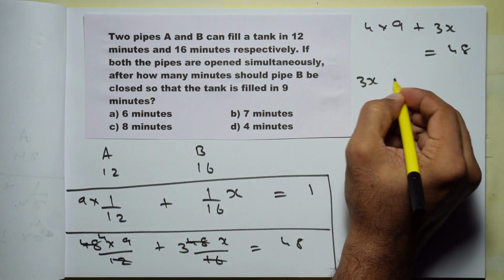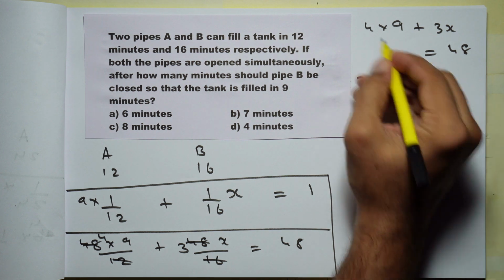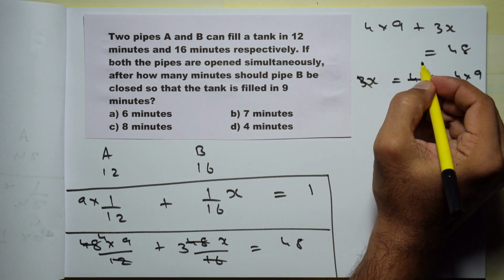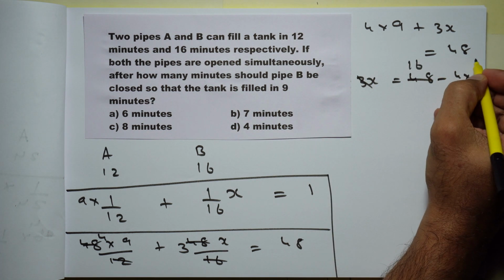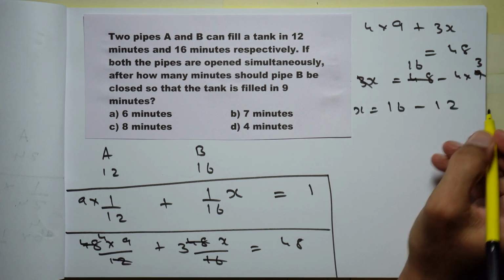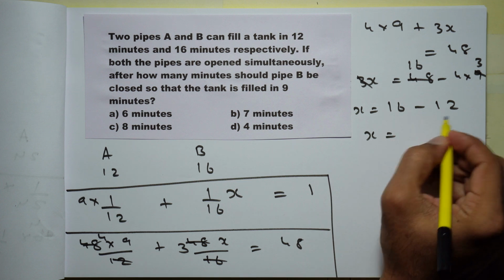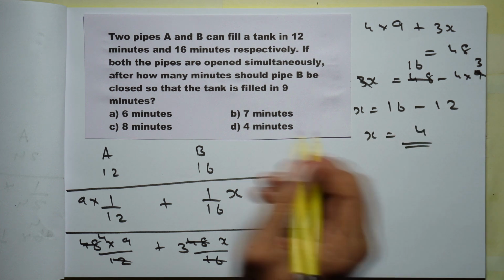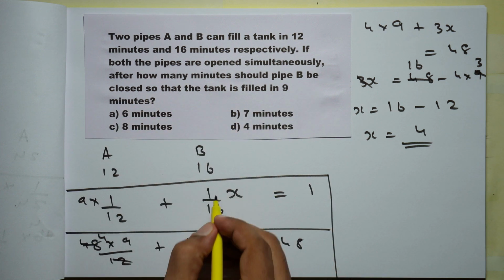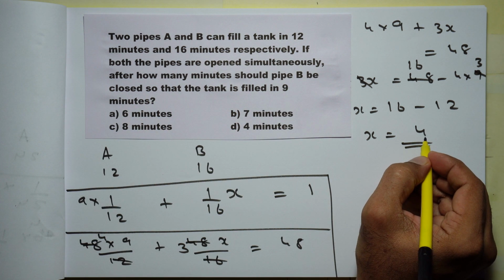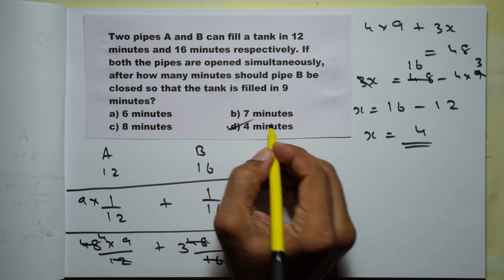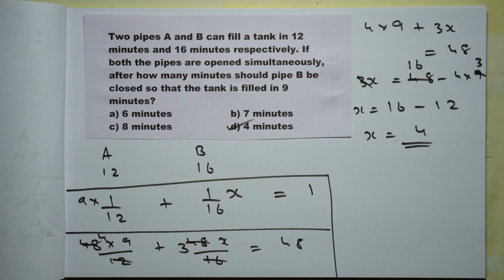So 3x you will get it as 48 minus 4 into 9. 3 divides 16 times, here 3 divides 3 times. So x you will get it as 16 minus 4 into 3, 12. So x is 16 minus 12, which is 4. So after how many minutes should pipe B be closed? That is after x minutes, and x is equal to 4 minutes. So pipe B should be closed after 4 minutes. So option D, 4 minutes.